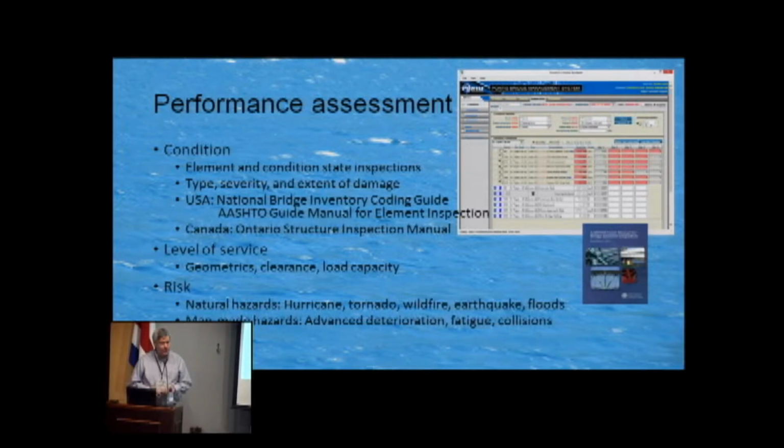In both the US and the Canadian manuals, the condition is collected in the form of elements. An element could be something like a bridge deck, an expansion joint, a bearing, a concrete girder, a column, or a pier cap. Those are all examples of elements that are inspected on bridges. Each of those elements is looked at visually, and the inspector will code the element in terms of the severity and extent of deterioration.